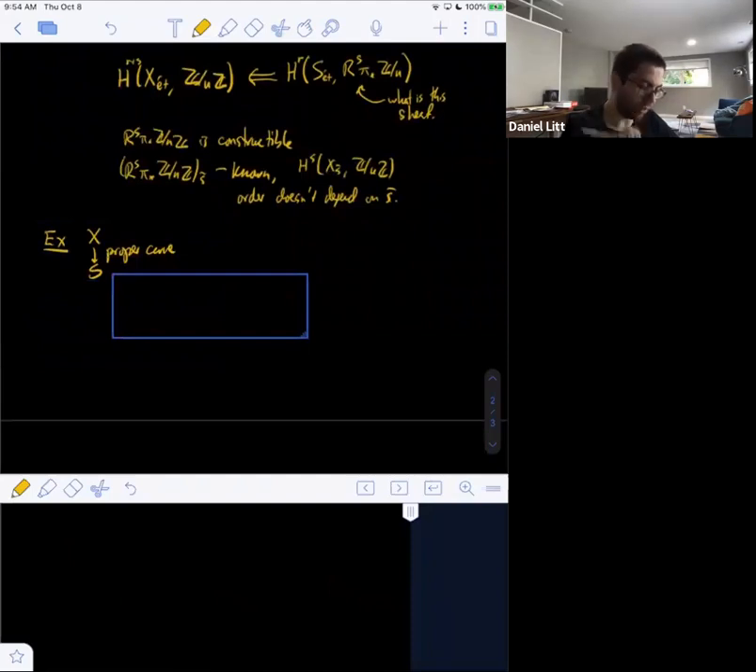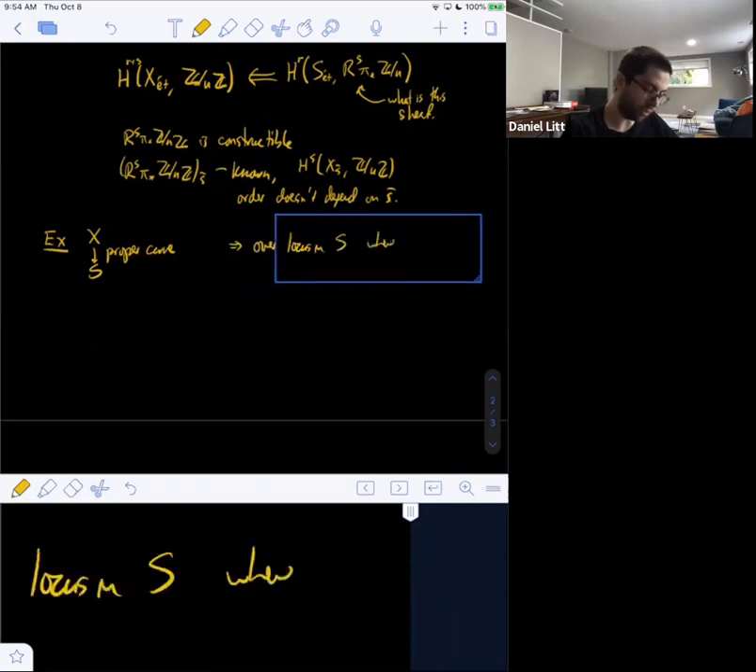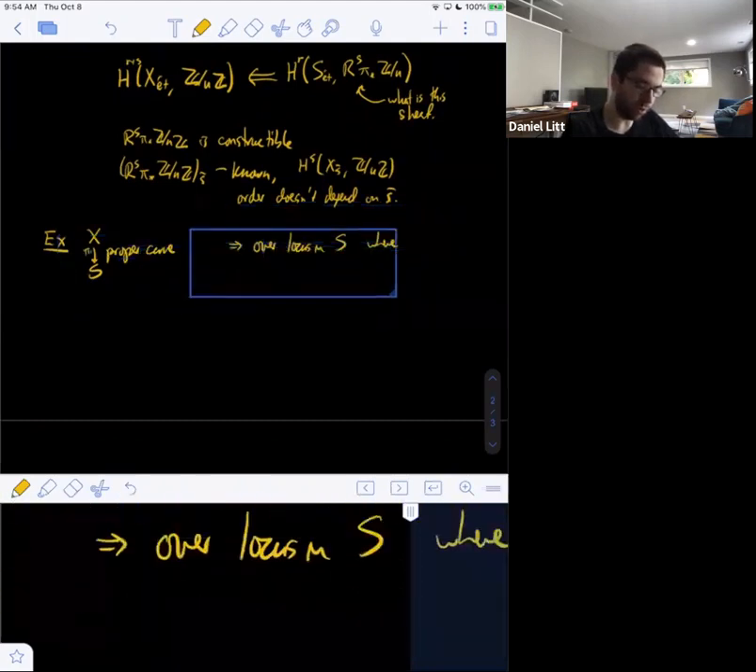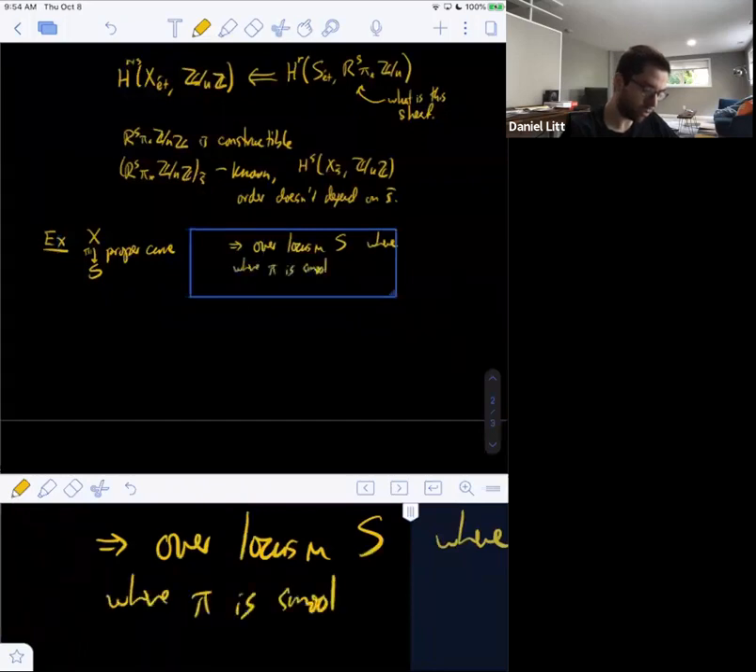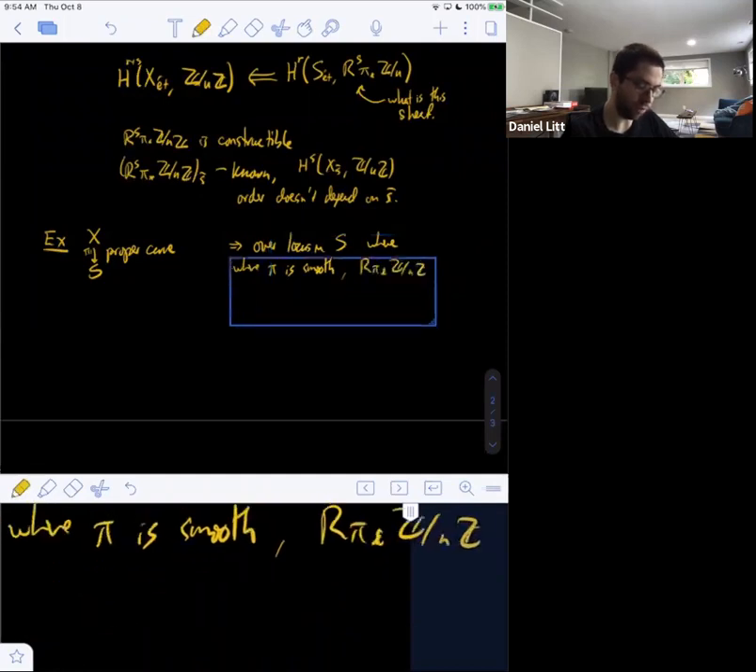Well, what we'd know is that the same kind of computation would give us that over the locus in S where, for example, let's suppose the generic fiber of this map was smooth, so over the locus in S where pi is smooth, we would get a locally constant sheaf. So the R pi lower star Z mod nZ would be locally constant.